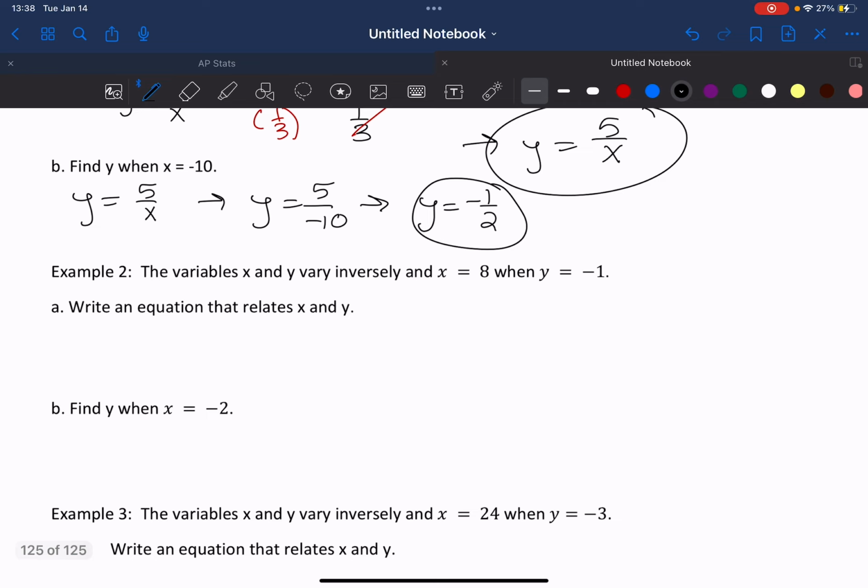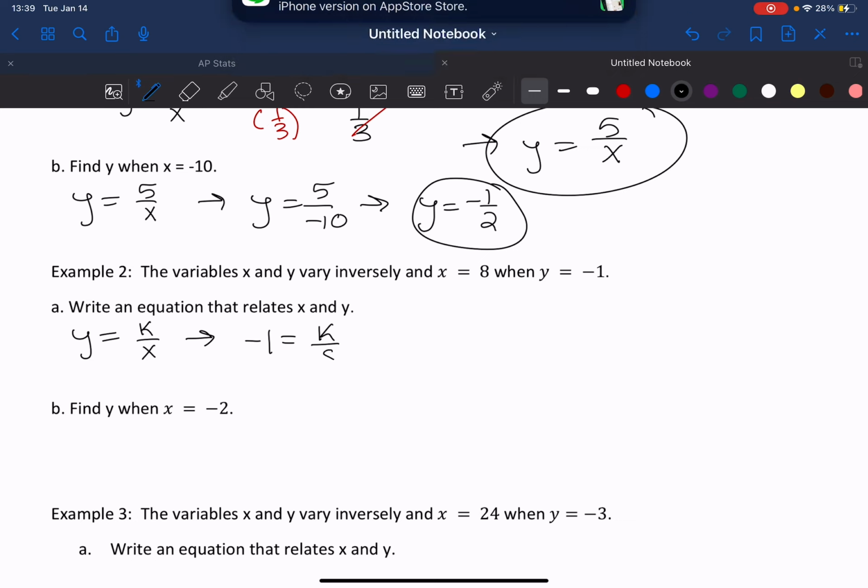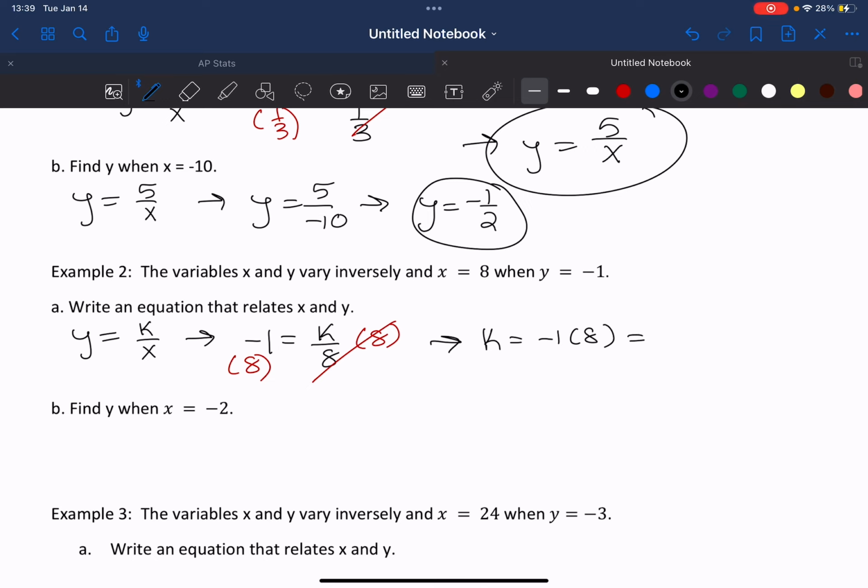Example 2, the variables x and y vary inversely, and x is equal to 8 when y is equal to -1. So we first write the formula, y is equal to k over x. Y is given to us as -1, so this is -1 is equal to k over 8. And then to get k by itself, we're going to multiply both sides by 8. So we get k is equal to -1 times 8, which is -8. So that means we have the new equation of y is equal to -8 over x.